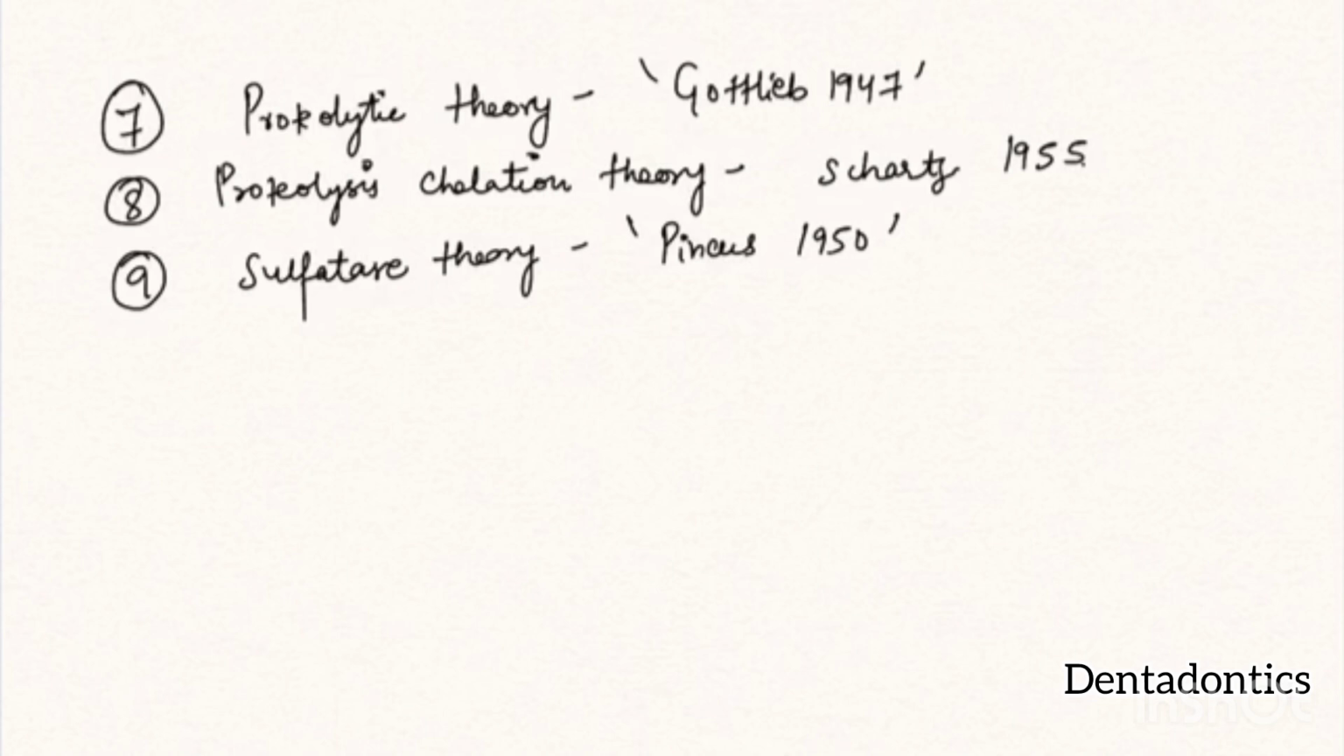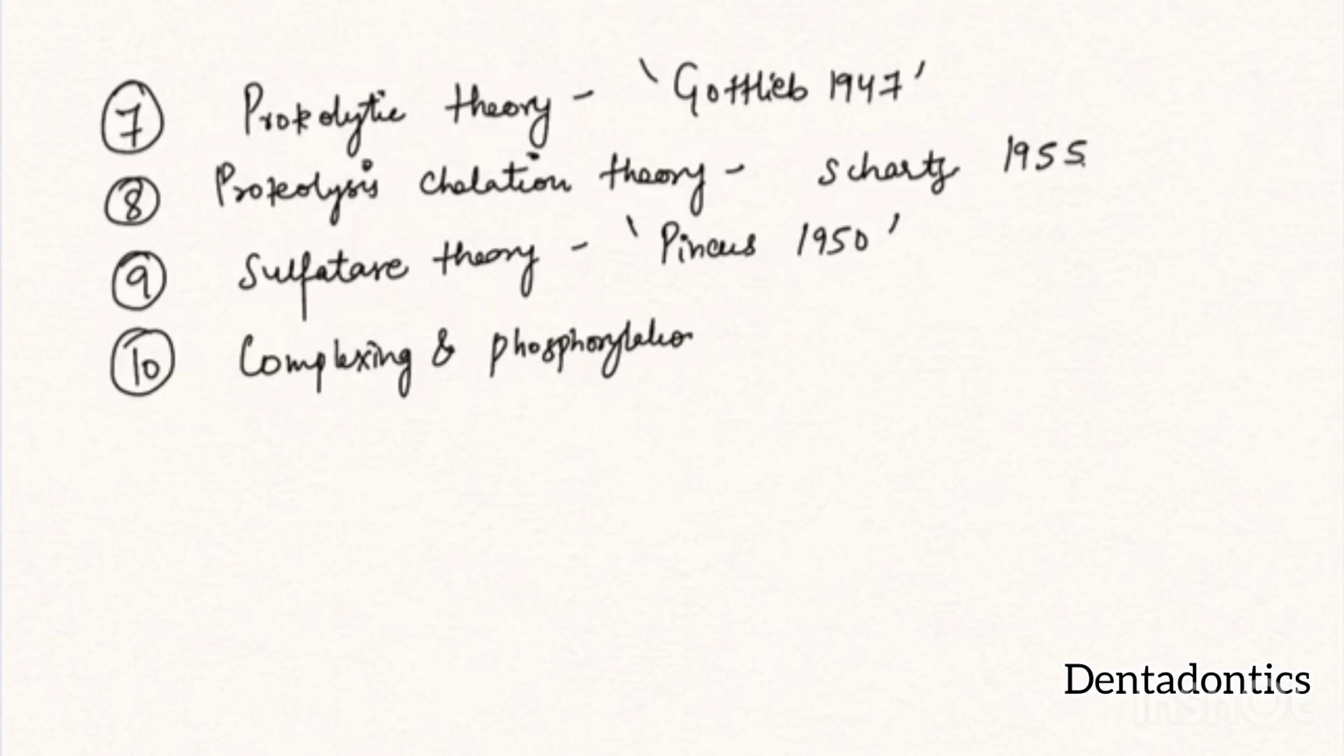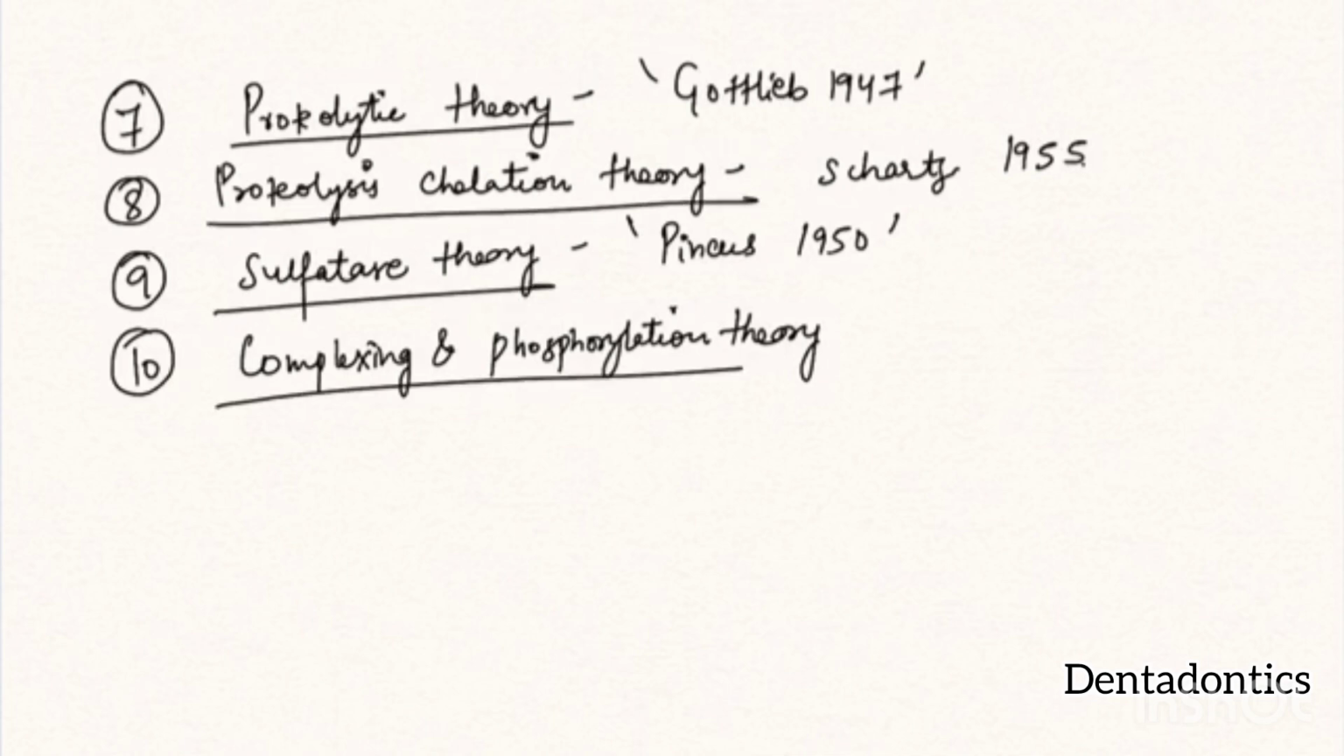Then the next theory is the complexing and phosphorylase theory, which stated that the high bacterial utilization of phosphate in the plaque causes local disturbance in the phosphate equilibrium in plaque, resulting in loss of phosphate from the enamel. Then the next is the sucrose chelation theory given by Egler and Lura in 1967, who stated that not the other component but sucrose itself causes the dissolution of the tooth structure and leads to the cavitation of the tooth.